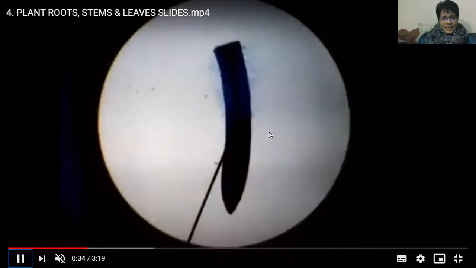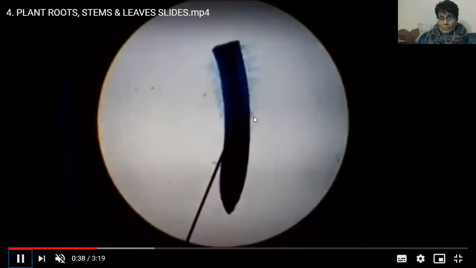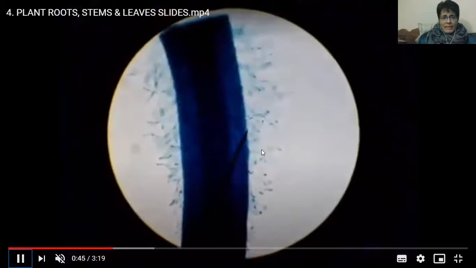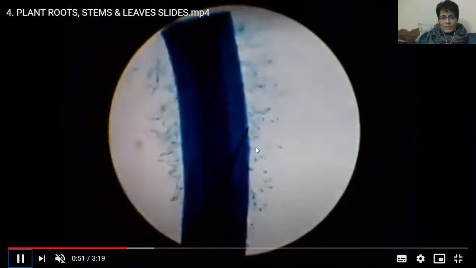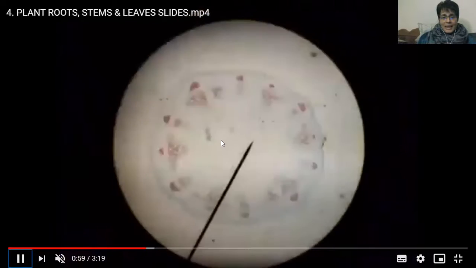Now, this is another onion root, but it's a whole onion root. It's not even a section. And look at those little root hairs at the back here. So those are tiny microscopic root hairs, less than a millimeter, and they increase the surface area for water absorption, and they're part of the epidermal cells. So that's been stained with a different dye to show you the root hairs. Okay? All right, let's see what happens here now. There in the middle, there's the xylem and the phloem.